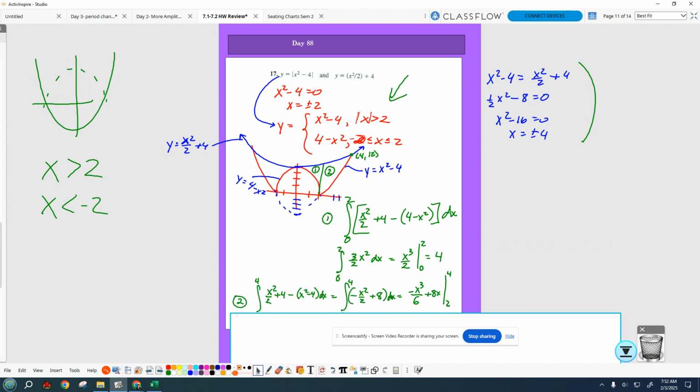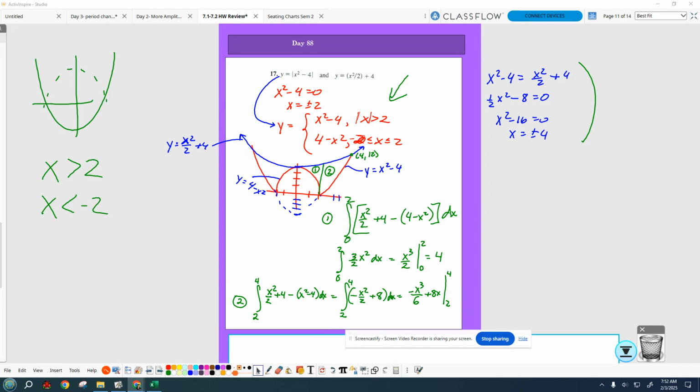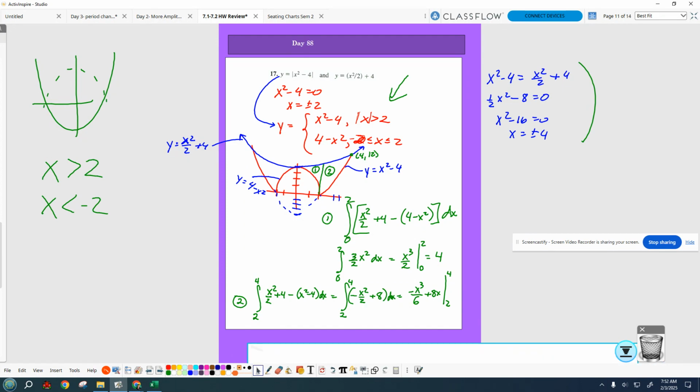For this little bit, region 2. Same top curve as the blue one. Bottom curve is the regular old x squared minus 4 happy face parabola. And did I actually finish it? Possibly not. For -64, 32 thirds plus 32. I'm not doing it in my head very well.